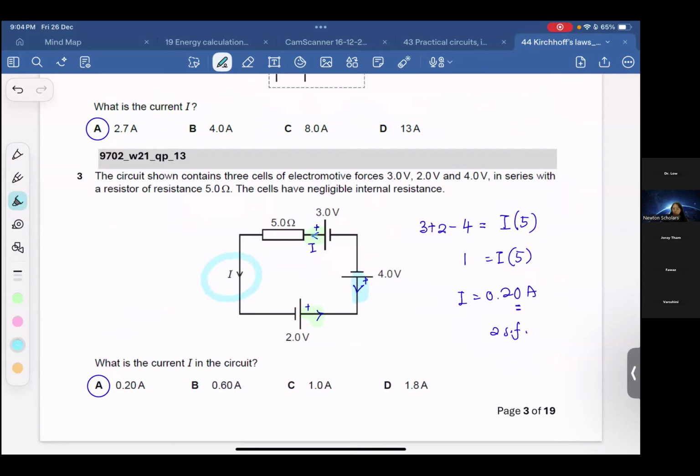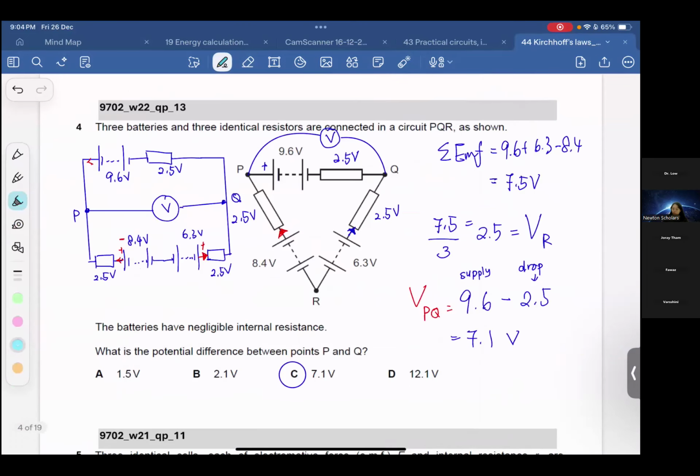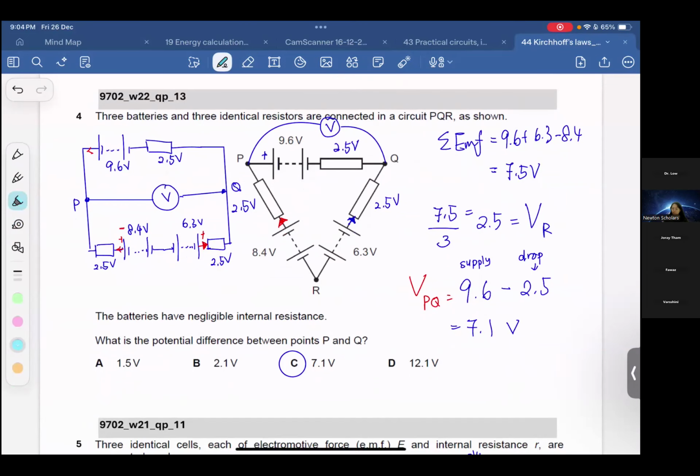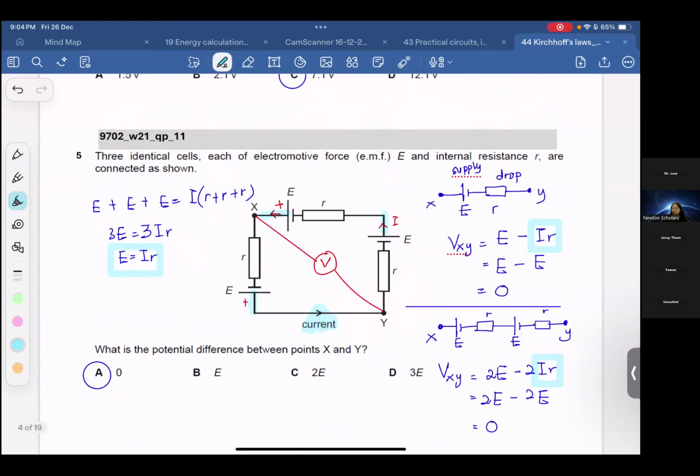So from here, I know that this 3 volt and 2 volt are in the same direction as the direction of current labelled in the diagram. So I know 3 plus 2 minus the opposite one. After that, at here, this one doesn't provide it, but we use the higher EMF minus the smaller EMF. So basically it's like this.